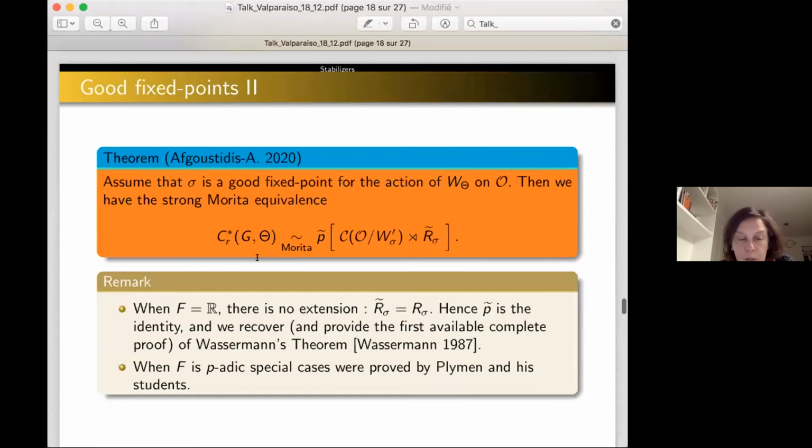And the arguments we use in our proof are mainly inspired by the proof of Plymen's results, and also our proof is uniform, so we do not need to distinguish cases. I mean, it is for any local field of characteristic 0.